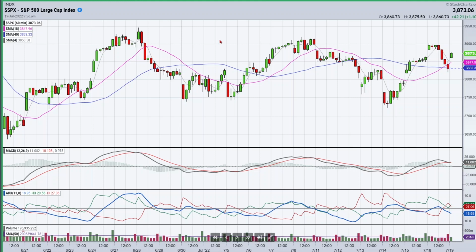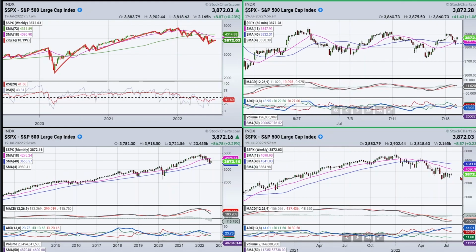If we can get up through 3,900, I could draw a trend line here, but if we get through 3,900, then you've got to start having respect on a short-term basis that these higher time frames are going to be moving back up and working their way back towards this 4,200 area.